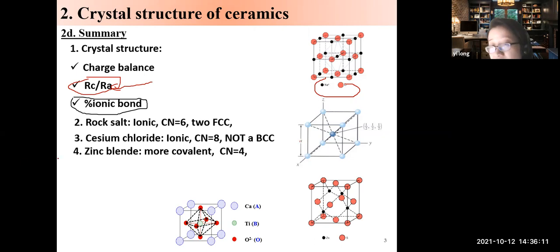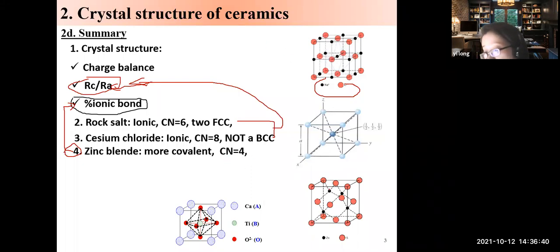This is a special one, zinc blende. This zinc blende is actually related to this one. You can use RC over RA to determine it. But for zinc blende, although RC over RA tells you the coordination number is supposed to be 6, the problem is they have more covalent bond in between, because in the periodic table they're closer to each other. So in this case the coordination number becomes 4: 1, 2, 3, 4. You have 4 as the coordination number. So this is the binary case.